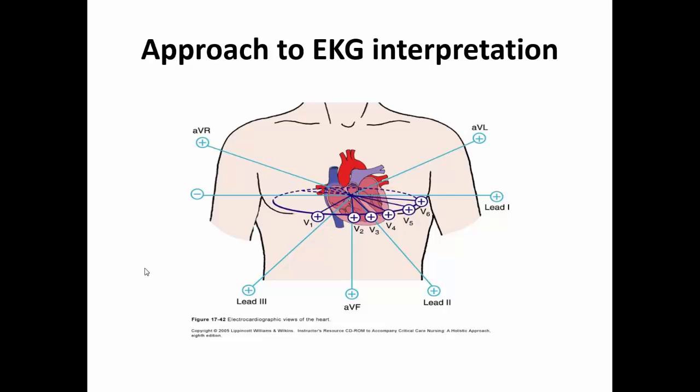Each lead is looking at an electrical vector through the heart. If the vector is predominantly headed towards the lead, then it gives you a net positive deflection in the lead. Just to make that a little bit clearer, if the electrical pathway for the most part is headed towards lead 2, then lead 2 is going to be predominantly positive. If the main vector is headed towards AVL, then AVL is going to be predominantly positive.